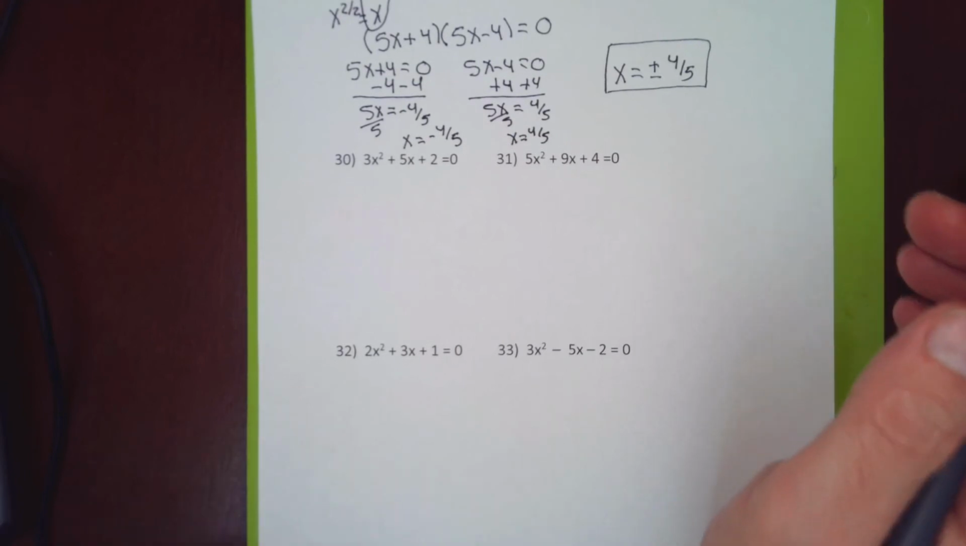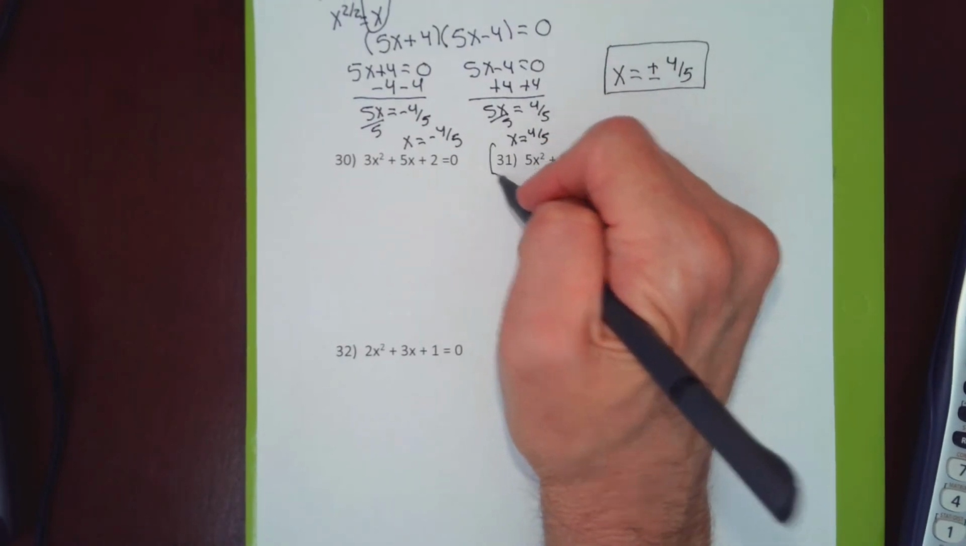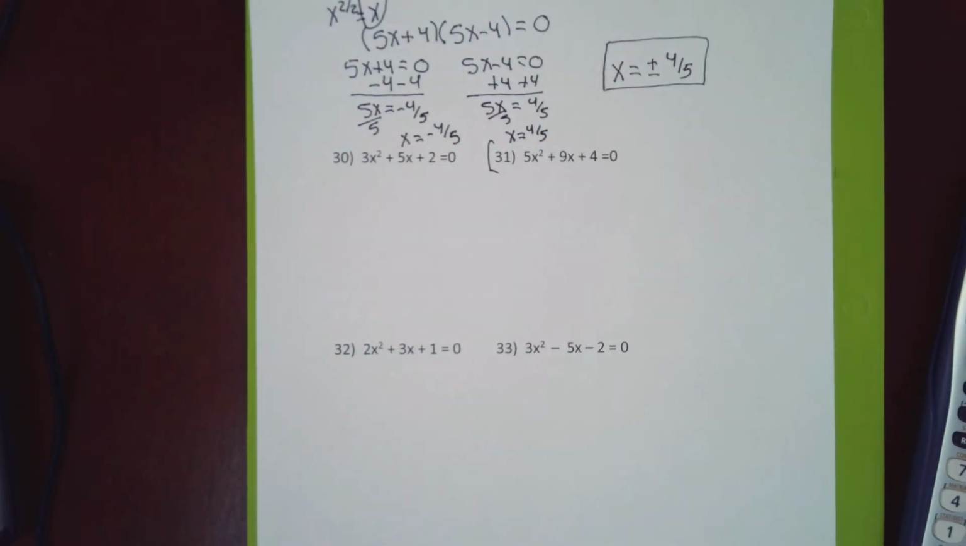Problems 30, 31, 32, and 33 have ugly factoring because they're trinomials, but they don't have a 1 in front of the square term. Let's do 31 together, and we'll even check this one. For 31, I have to group factor because of the 5 in front of the x squared.